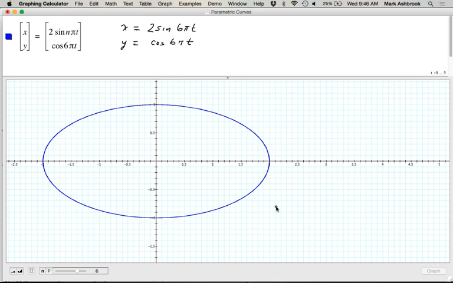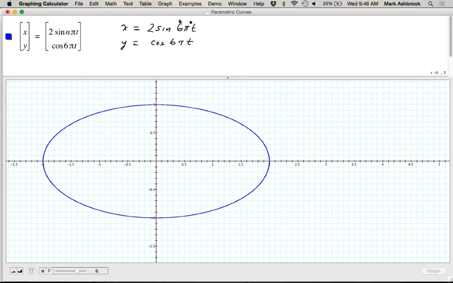Ellipse, right? So we've got an ellipse. This is 2 out here. This is 1 here. So maybe this is an ellipse. How can we prove it's an ellipse? Well, we would need to get it as a relationship of x and y to see if it matches the form of what we know an ellipse is. So how do we get a relationship of x and y? Solve for t and plug into the other one.